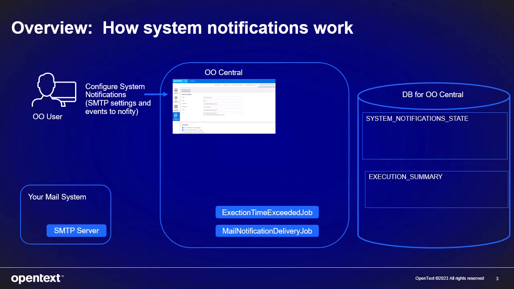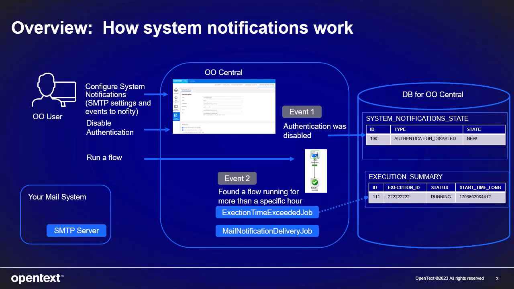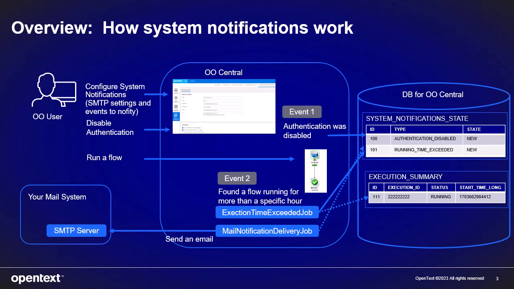After system notifications has been enabled, if events occur where the authentication function is disabled, or central job function detects that the flow execution time has exceeded certain amount of time, a record is created in system notification state table corresponding to those events. The mail notification delivery job in Central regularly monitors the system notification state table, and when a record is created for a new event, a notification email is sent to the configured SMTP server by the job.